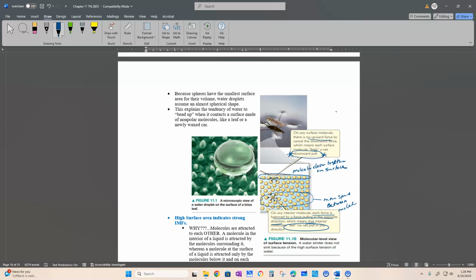Because spheres have the smallest surface area for volume, water droplets usually have a spherical shape. Okay, you can see this a lot on anything that has to do with water versus a nonpolar substance. So let me give you an example of that. You tend to see water, it's called beading up, when it comes into contact with a surface that's nonpolar. Think of like a leaf. A leaf is nonpolar because it has like this waxy type of feel on the outside.